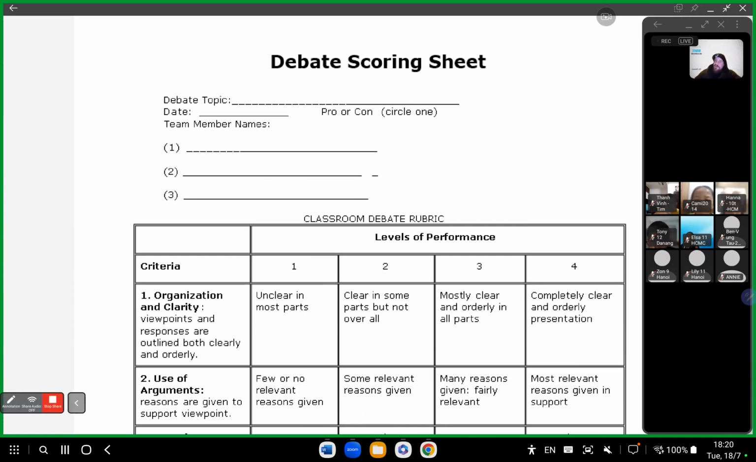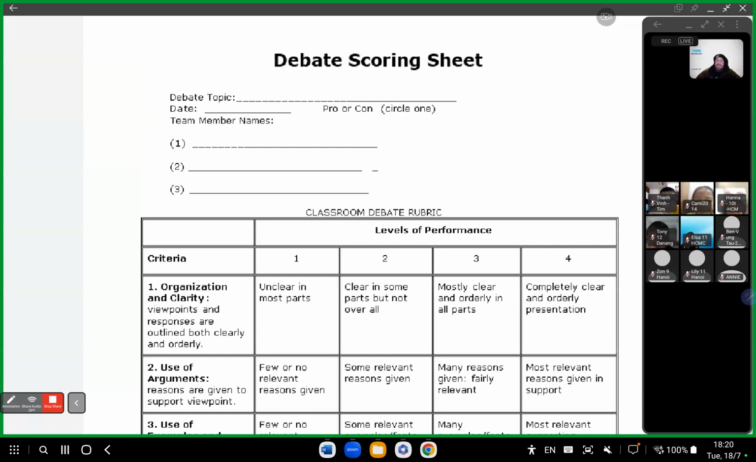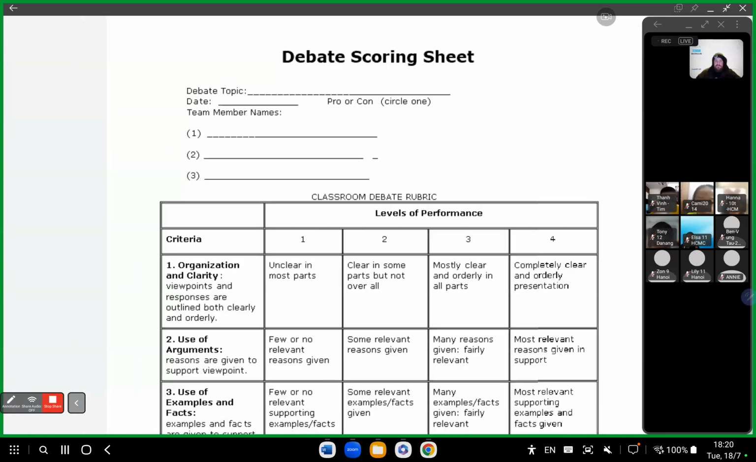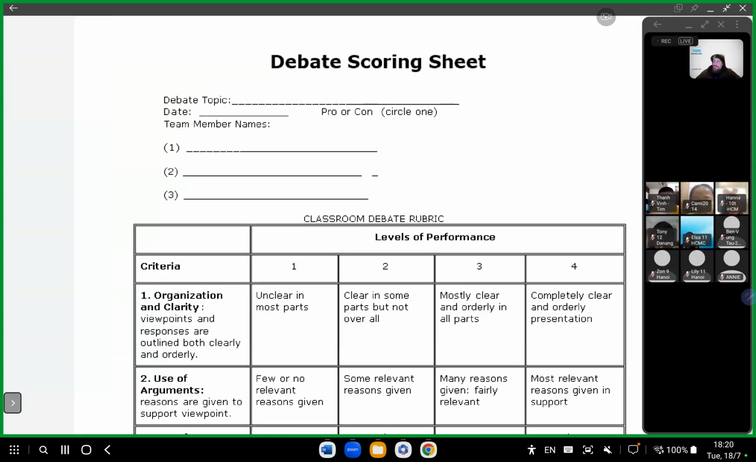So first of all, you see here, pro or con. That means that one score sheet is for each team. So judges will each usually have 2 scorecards so they can mark a debate.